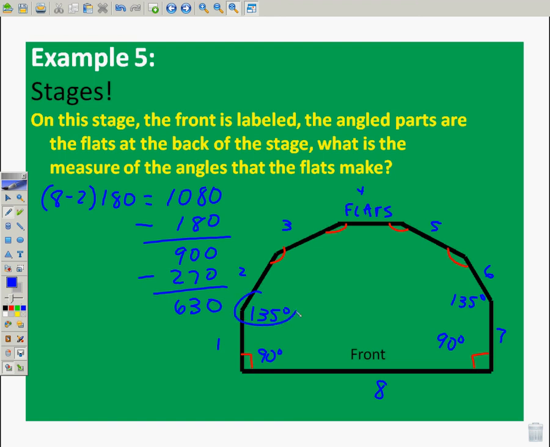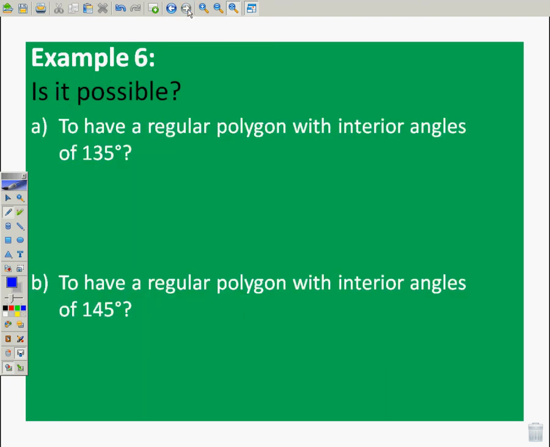I got the 270 from these two here. So I've used this, this, this, and this, and I've got 4 angles left. Those 4 angles are congruent. So I'm going to take 630 degrees and divide it into 4 pieces, and each one of them is 157.5 degrees. Now, if you're out there on the stage and you're a stage manager, you're probably not going to measure. But if you wanted them to be equal, they would have to be 157.5 degrees each.